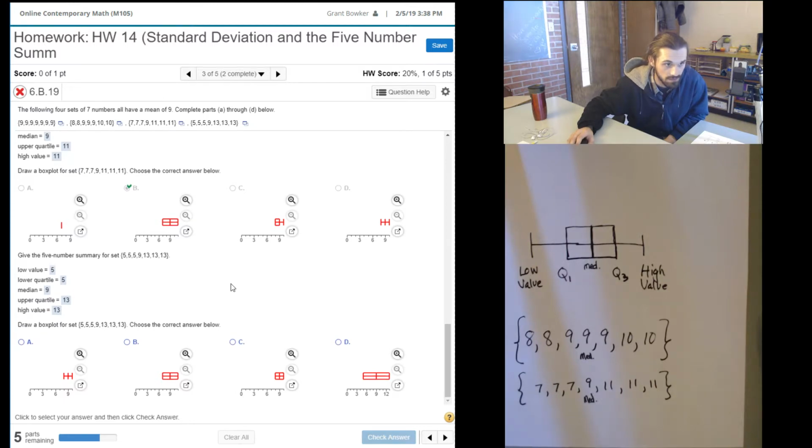So a box plot for this, well, yet again, the lower quartile is equal to the low value, upper quartile is equal to the high value. So between 5 and 13, well, C is no good. Between 5 and 13, well, A is no good. So it looks like only one of these actually falls from a low value of 5 to a high value of 13, and that would be D.